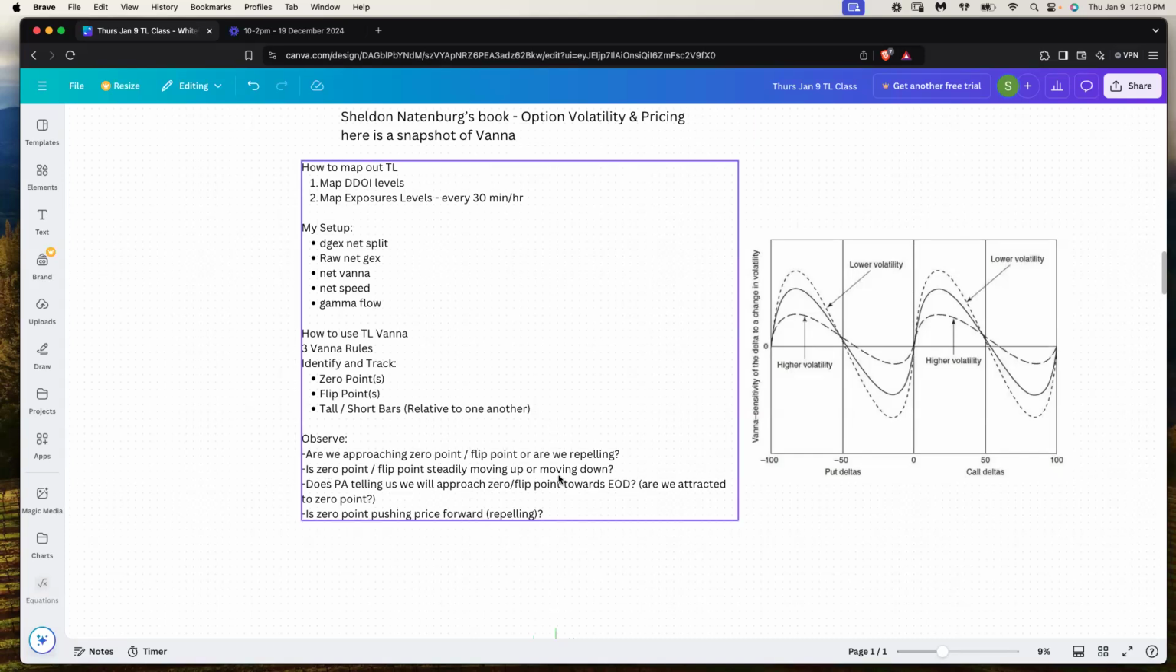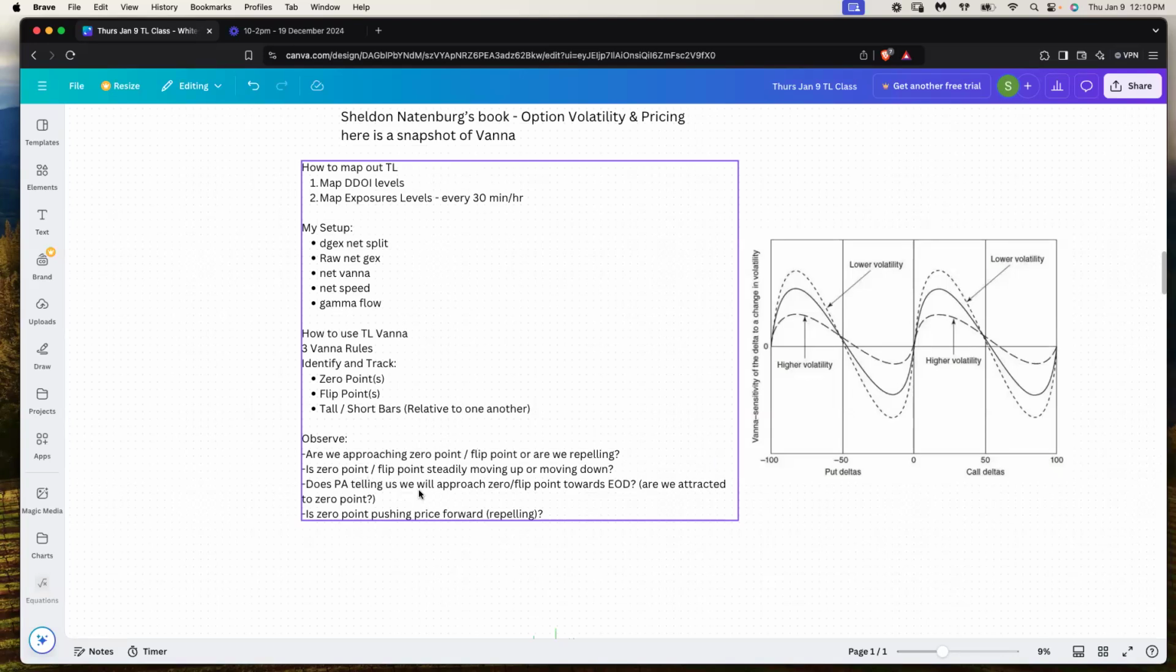Again, is price approaching or repelling? And is the flip point itself or the 0 point itself moving throughout the day? Sometimes it moves pretty dramatically, other times it moves more subtly. And we'll see that in the examples.